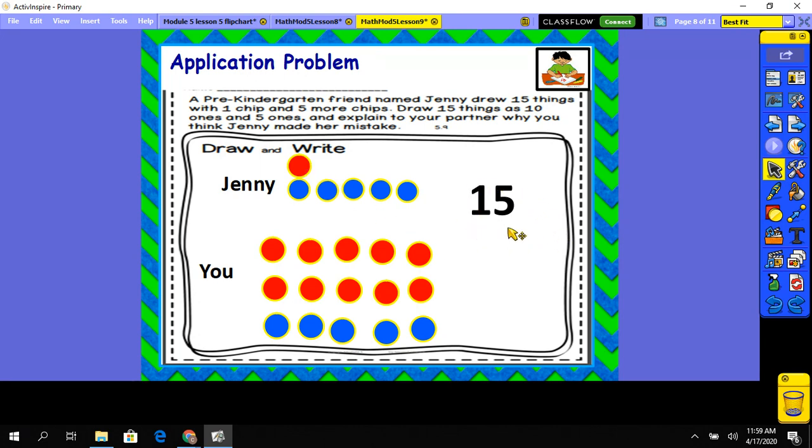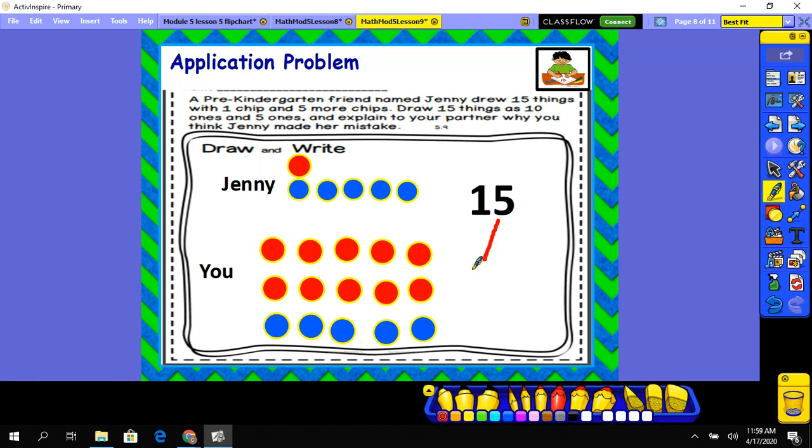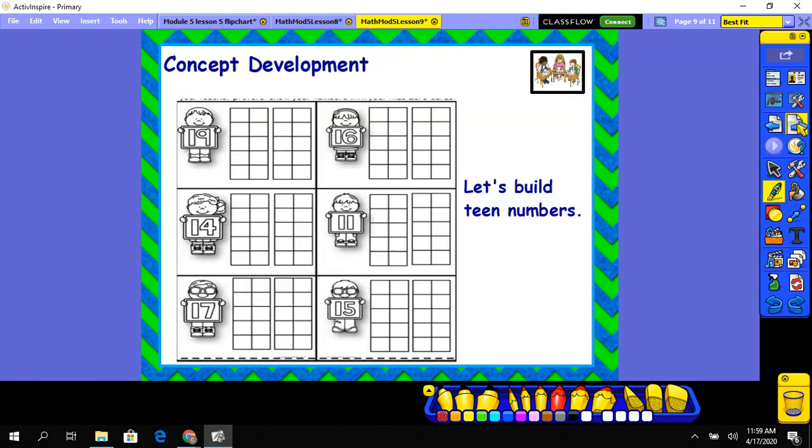Look at the number 15. Why do you think she drew 1 instead of 10? Oh no, you're right. She forgot that the 1 doesn't mean 1. The 1 means 10. The 5 is hiding the 0. Great job, Cardinals. And we know that 15 is 10, 5. Now let's look at more teenage numbers.